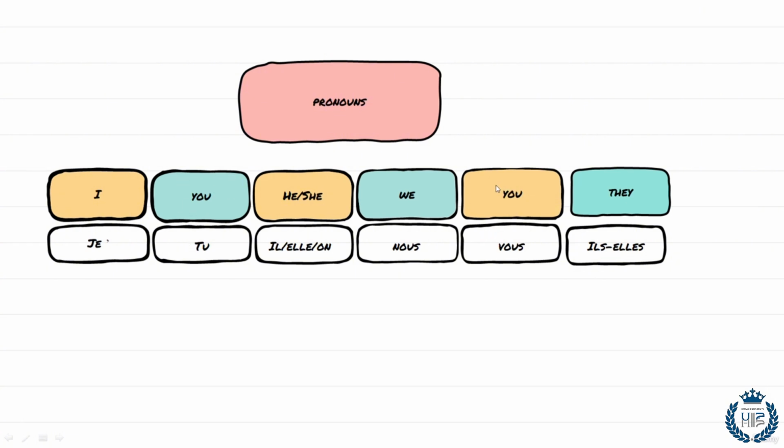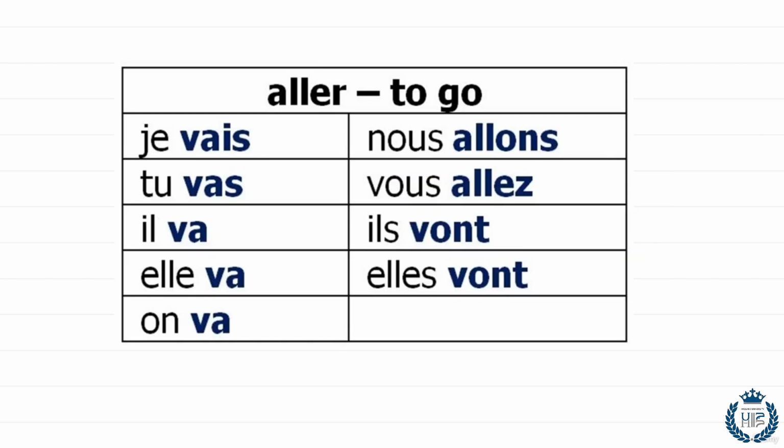Let me read the pronouns once more. Je, tu, il, elle, on, nous, vous, ils, elles. Okay, then I'm going to read one more, then you can repeat after me. Je, tu, il, elle, on, nous, vous, ils, elles. Okay, good job.